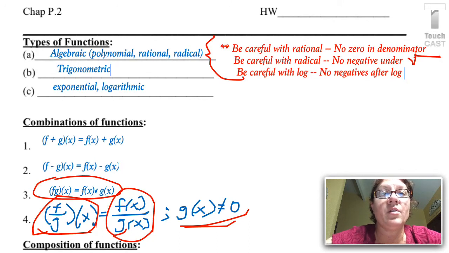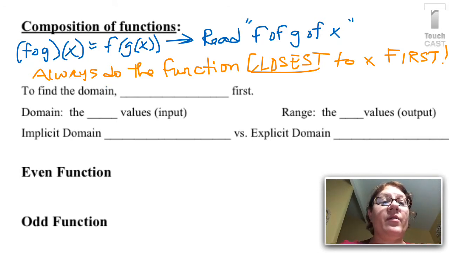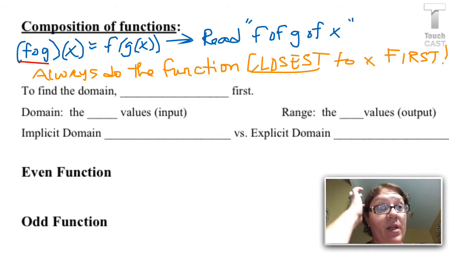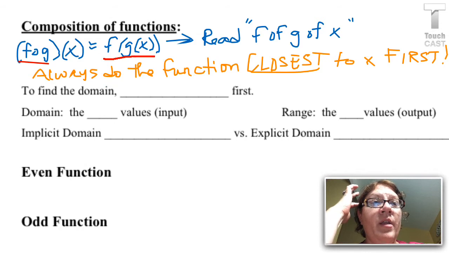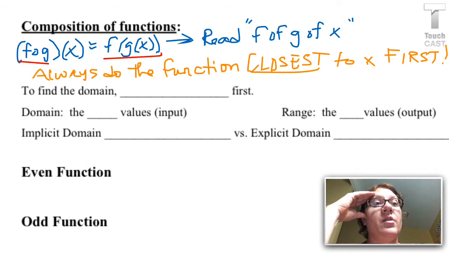Okay, so composition. You might remember something that looked a little bit like it spelled the word fog, and really it's f of g of x, and of course I can write it with the extra set of parentheses. When I'm evaluating composition, I must always do the function that's closest to x first. So in this example up above, I would have to do g of x first and then take the answer from g of x and plug it into the f function.